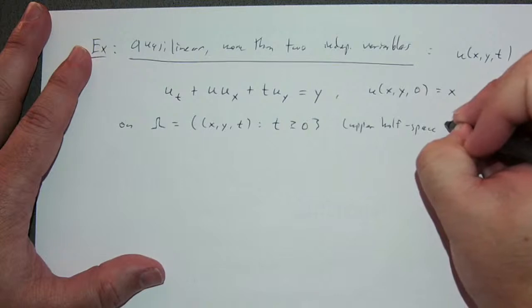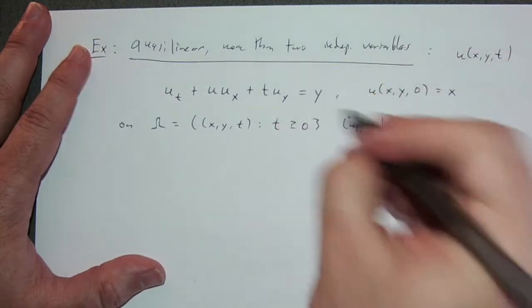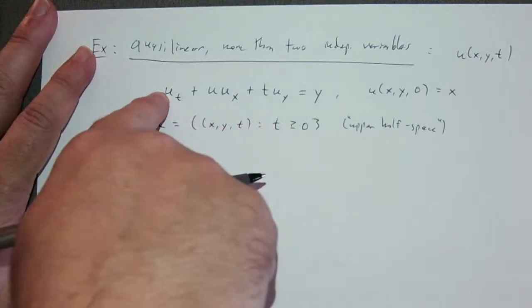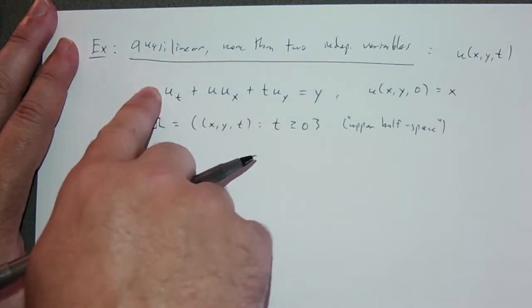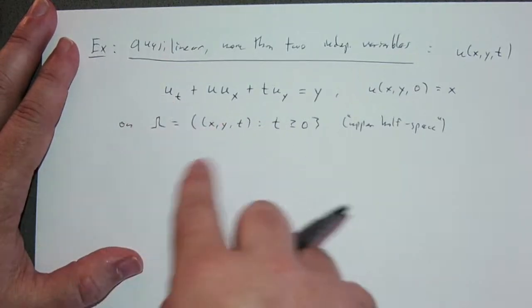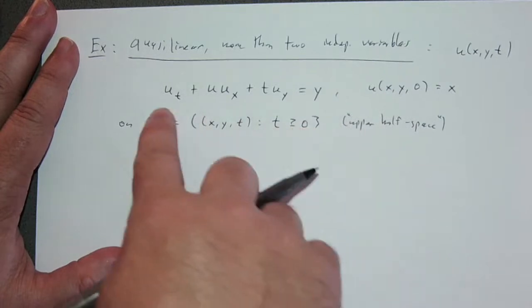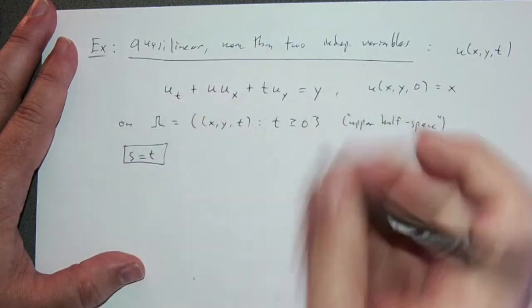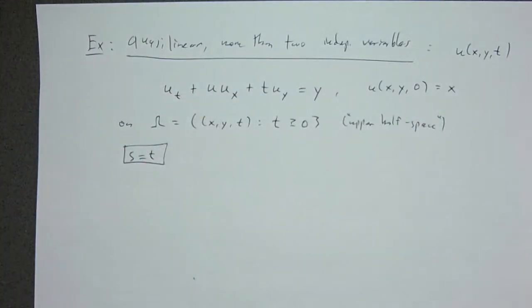Now, maybe I should put quotes around this because, of course, t is our time variable, so it's not a spatial thing, so it feels weird to call it upper half space. But just like we called it the upper half plane in the xt plane, it's the same kind of thing. We don't care. All right, so again, because the leading coefficient of the u sub t term is 1 in the characteristic equation for t, and because the initial t is 0, I get that s is equal to t right off the bat. So I can parameterize all of these in t if you like.